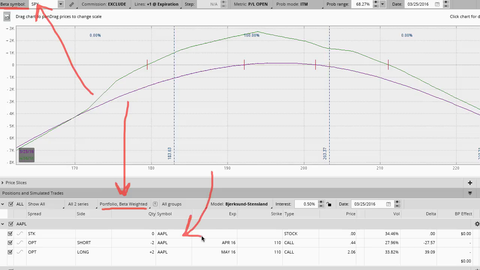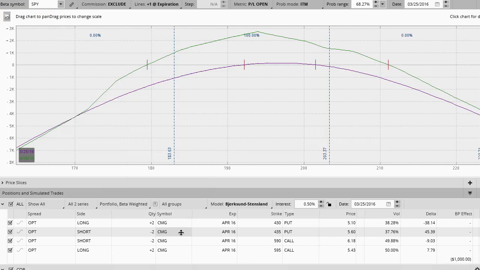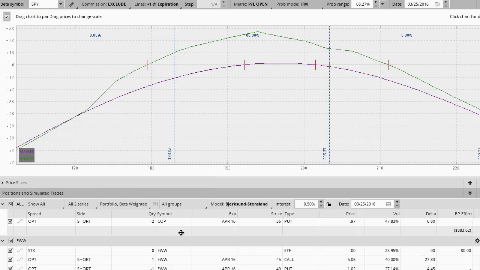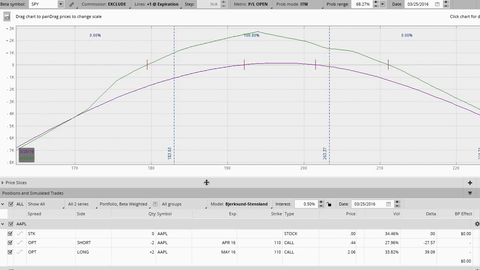So the position that we have in Apple, the position that we have in CMG, the position that we have in COP, all of these different positions, we want to make them equal to one big possible position in SPY. And what it basically does then, it gives us this payoff distribution, which is this green line here at expiration.